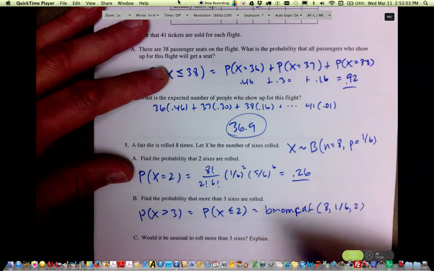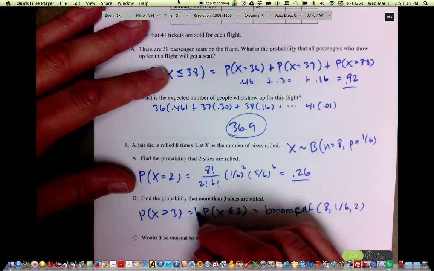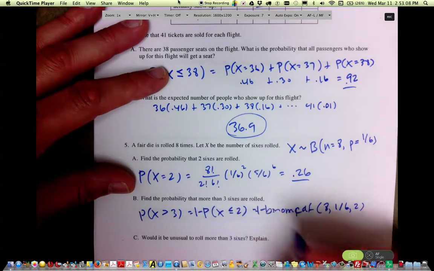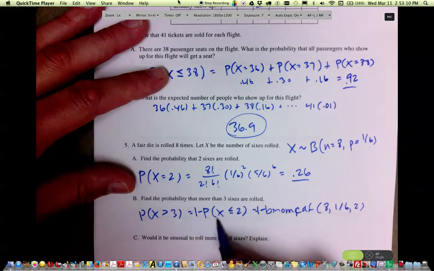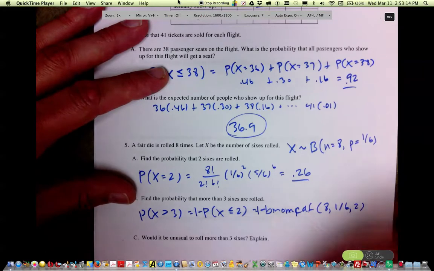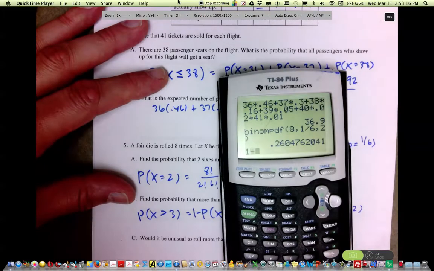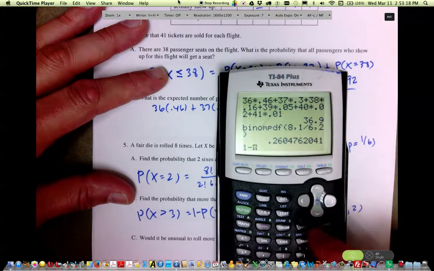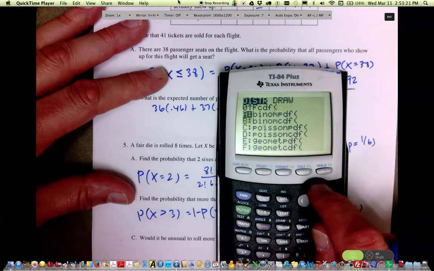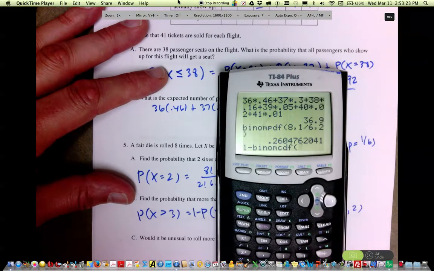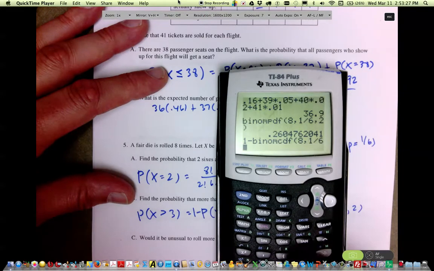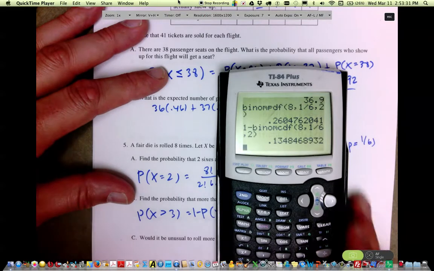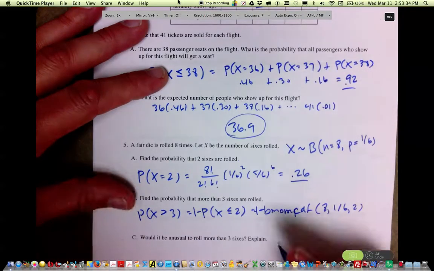Okay, and I want to find the complement of that. Greater than 3 means the same thing as the complement of less than or equal to 2. All right, so if I do 1 minus binomCDF, 8 trials, probability of success is 1 out of 6, and we want to go up to and including 2, we're going to end up with about 13.5%.